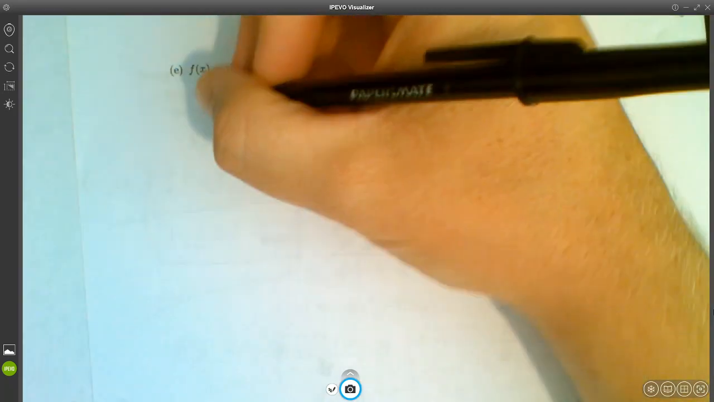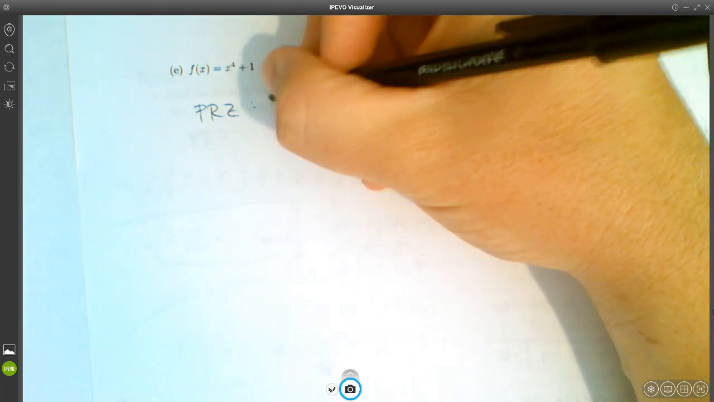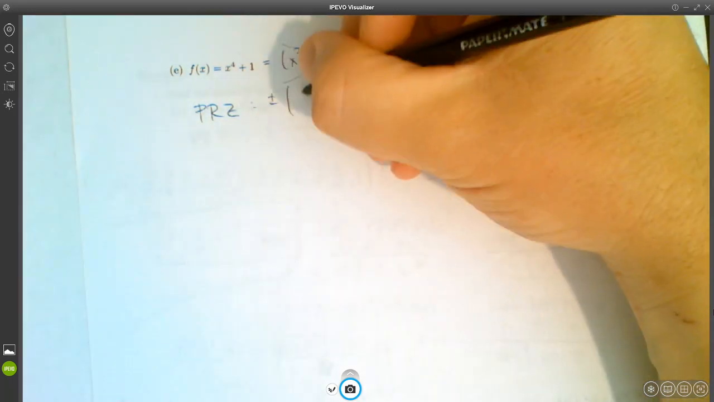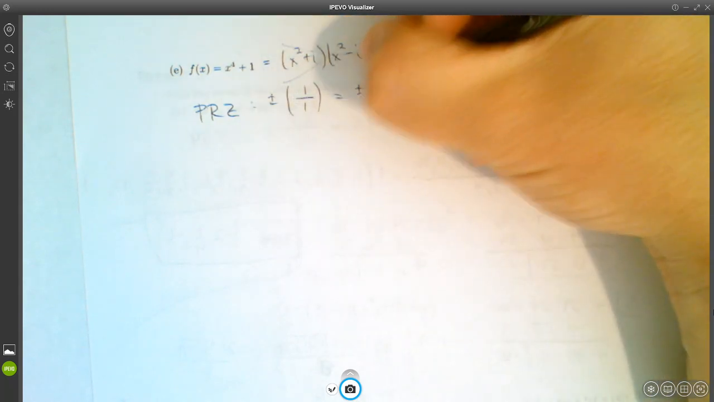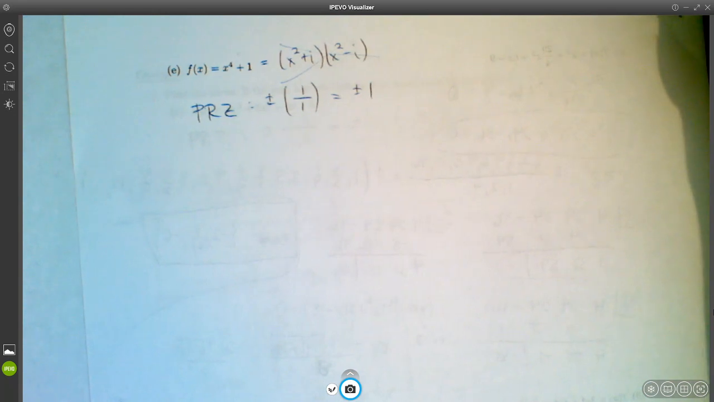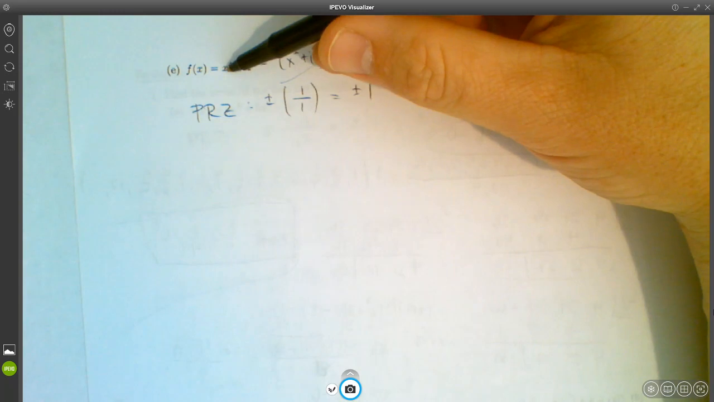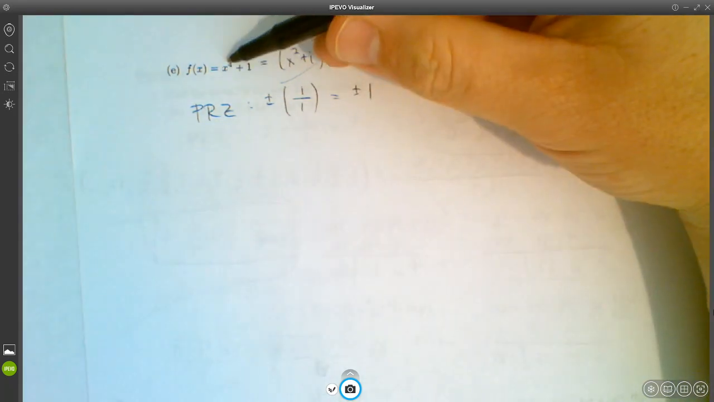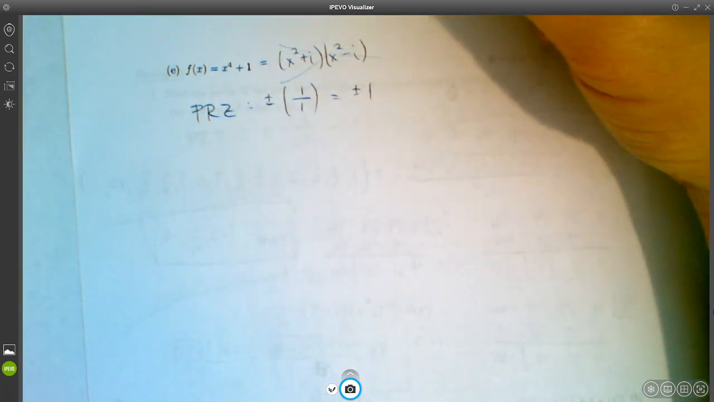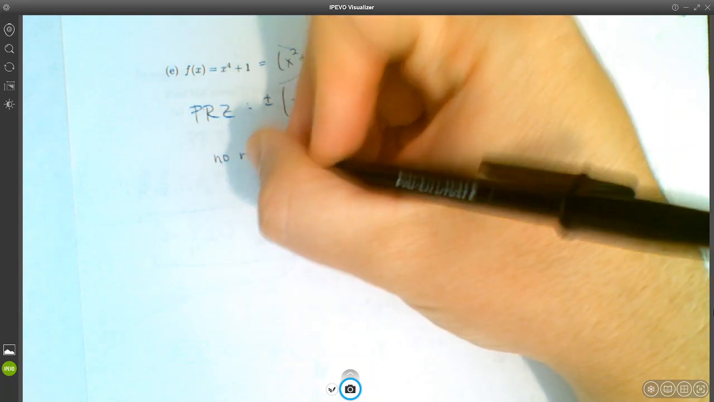Maybe we can try to apply the rational zeros theorem. If we make a list of the possible rational zeros, it's going to be numbers of the form plus or minus factors of 1 over factors of 1. So plus or minus 1. Those are the only possible rational zeros. And guess what? Neither of them works. 1 is not a zero. 1 to the 4th plus 1 is 2. And negative 1 is not a zero. Negative 1 to the 4th plus 1 is also 2.